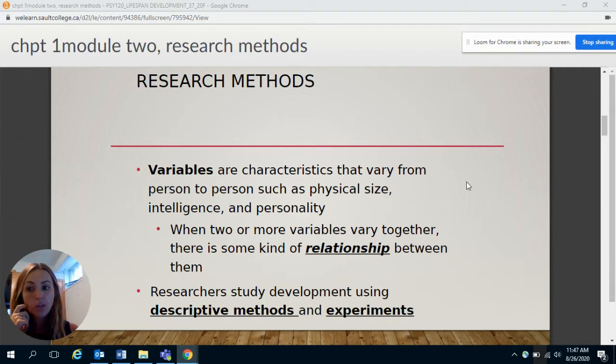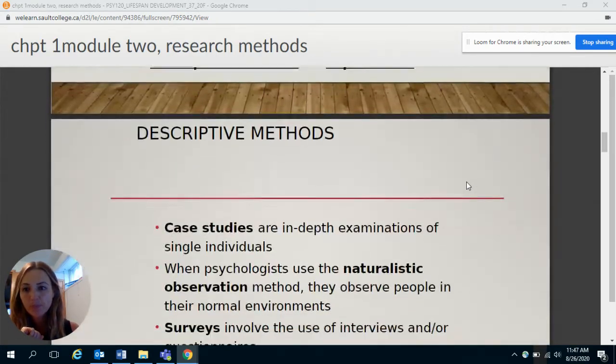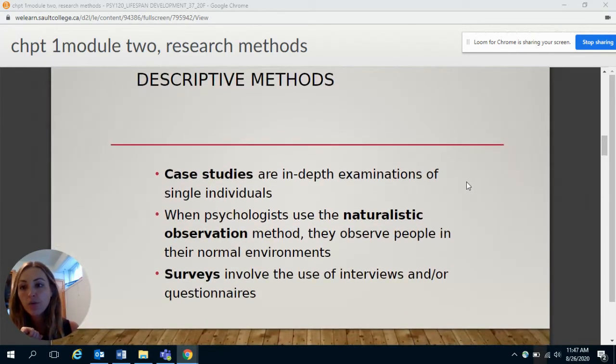Researchers study development using both descriptive methods of research and also experiments. As we go through this module, we're going to look at the different descriptive methods and then also experimental research as well. For descriptive methods, we have listed here case studies as an option, naturalistic observation, and also surveys.